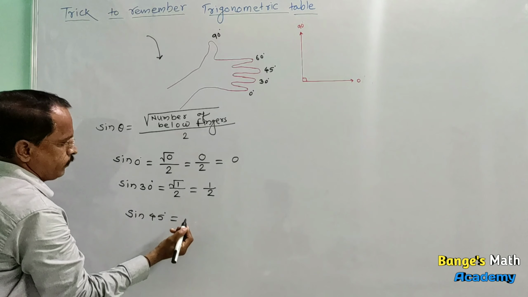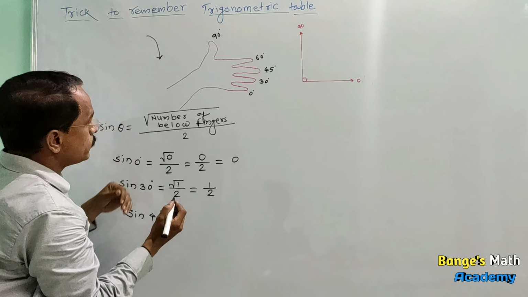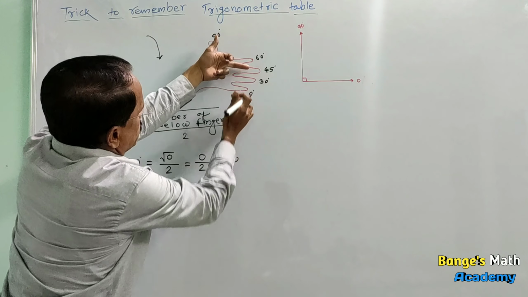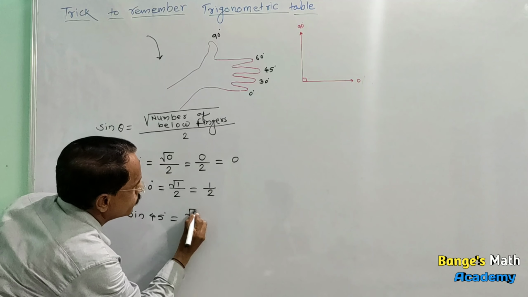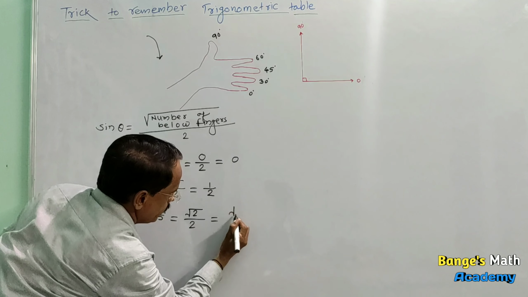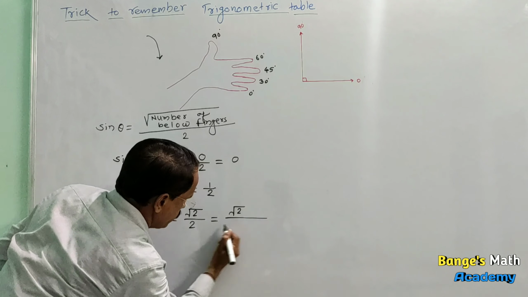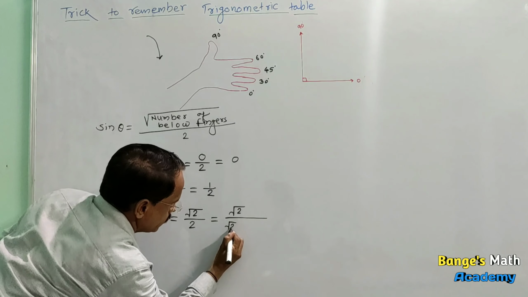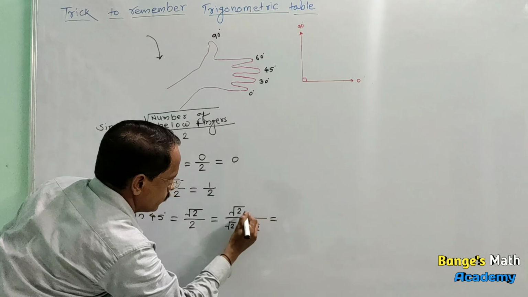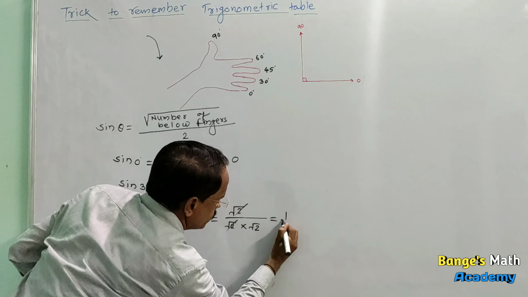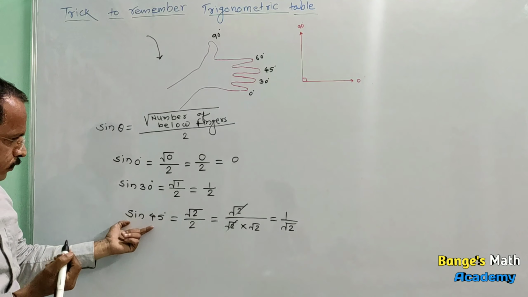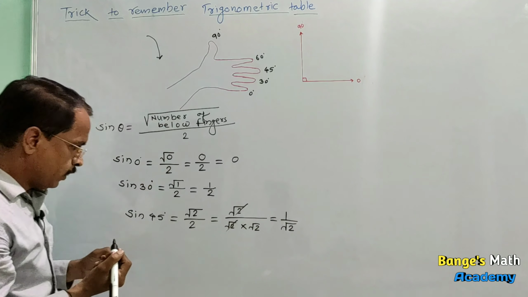Then sin 45 is equal to, there are two fingers below this finger. So square root of 2 upon 2. We can write in this way. Square root of 2 upon 2 can be written in this way. Root 2 into root 2 is equal to root 2, root 2 get cancel. We get 1 upon root 2. So sin 45 is equal to 1 upon root 2.